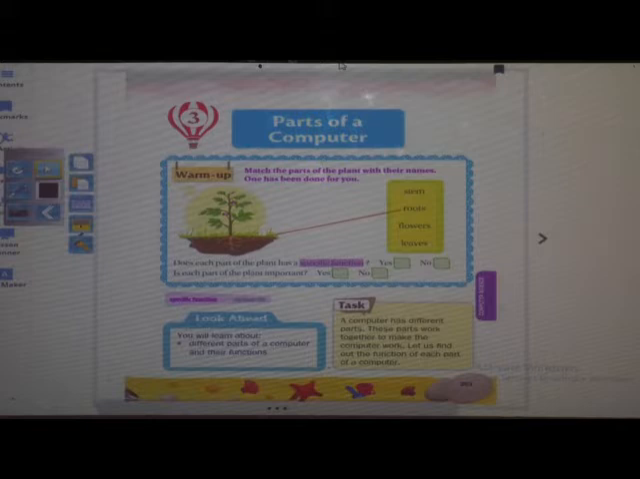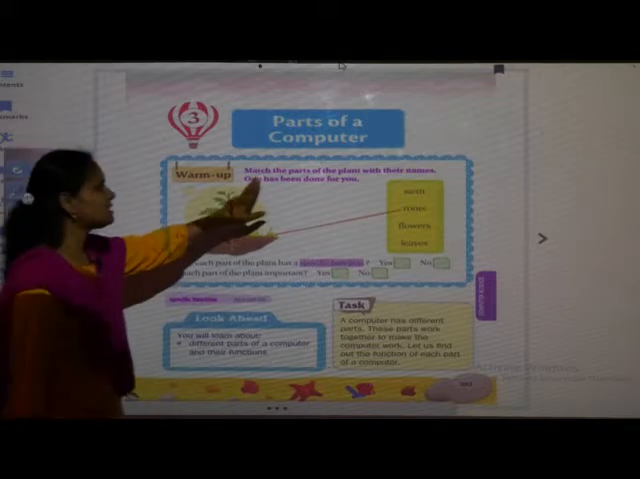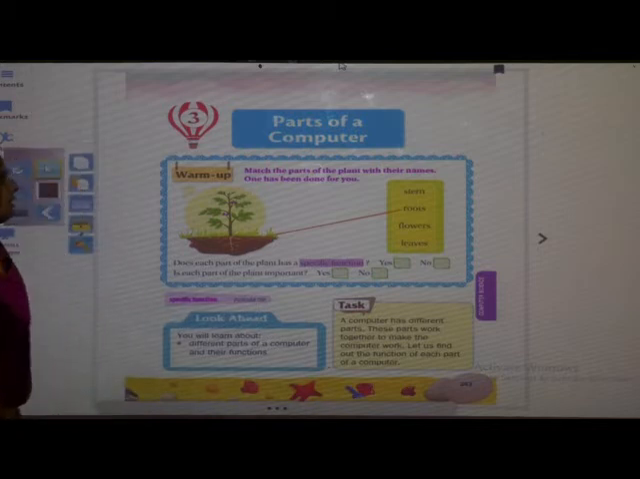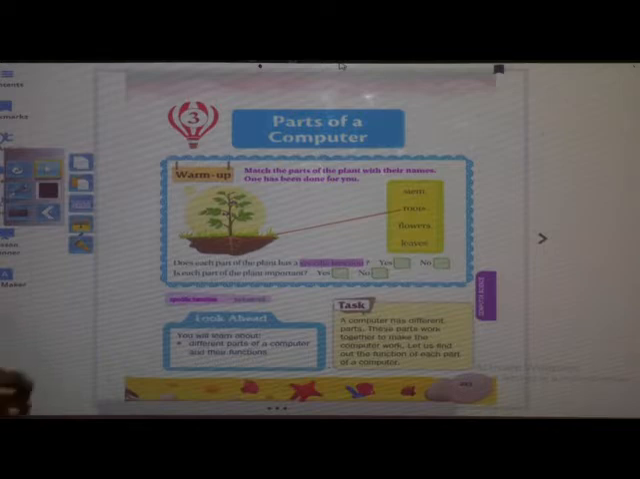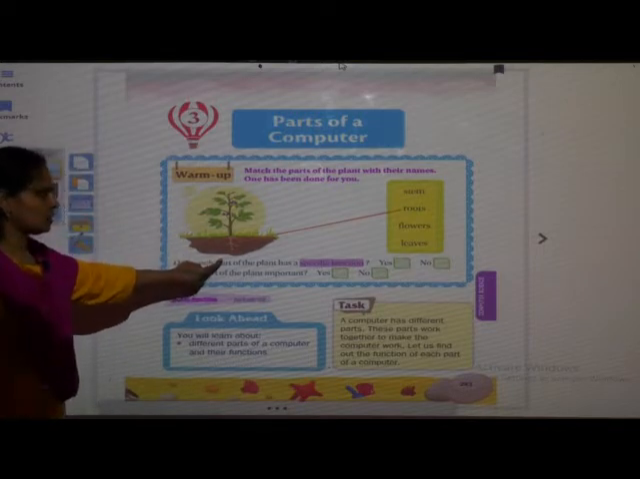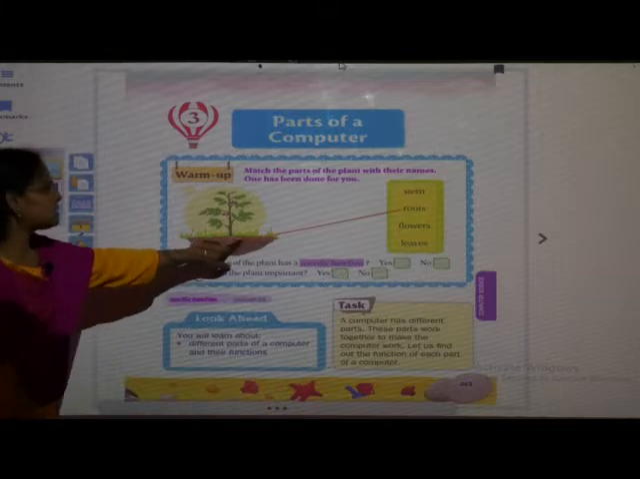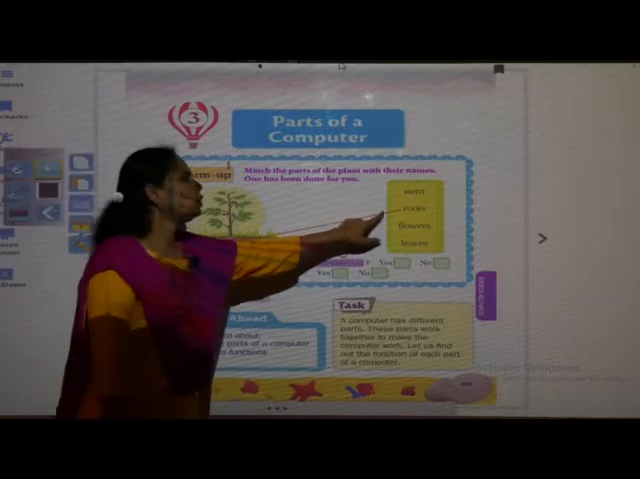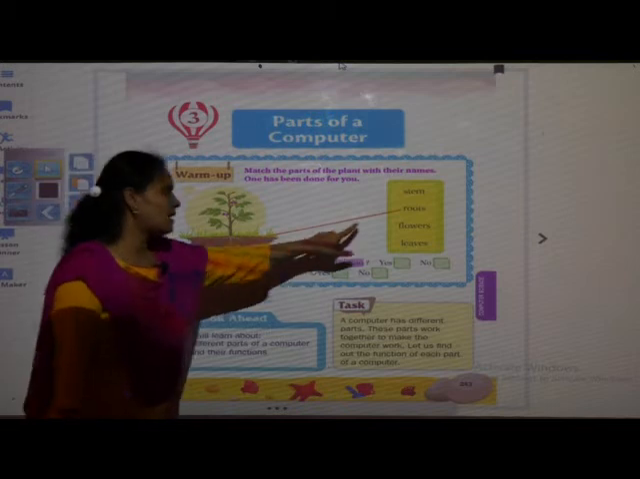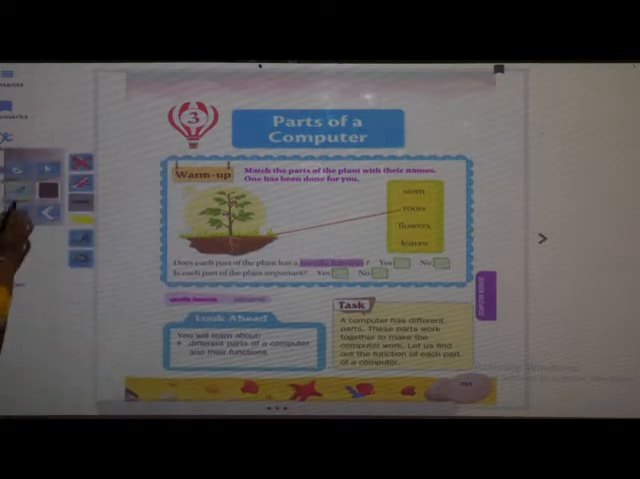So before that, let us see what are the parts of plants. Very first we are going to do a warm up, that is, match the parts of the plant with their names. One has been done for you. So students, we are going to see first the parts of plants. This downside part is called roots. So they have matched.